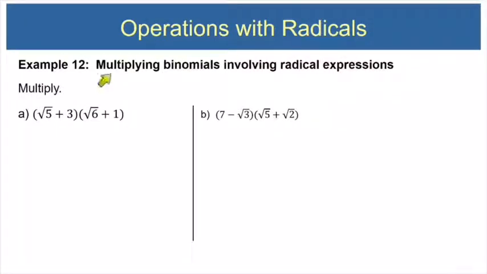Now in example 12, we're going to be multiplying together binomials that involve radical expressions. So in part A, we have square root of 5 plus 3 times square root of 6 plus 1. So we are going to be using the FOIL method on this, and we'll just multiply our radicals and use our product rule as we go. First times first is going to be square root of 5 times square root of 6. Of course, you know that's going to be square root of 30. Okay, now we know that can't be simplified as well.